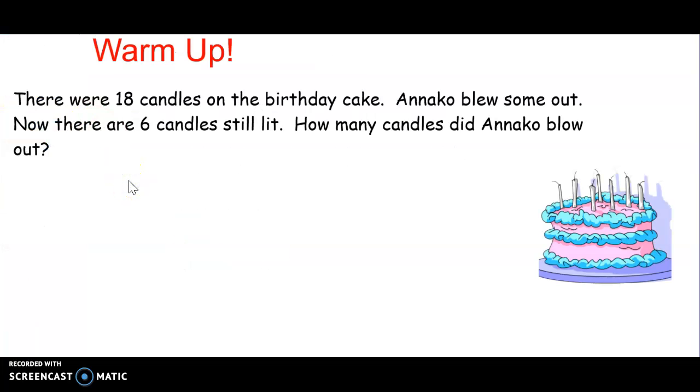Okay, once you have all your items together, here's a warm-up problem that you can practice on a scratch sheet of paper. There are 18 candles on the birthday cake. Aniko blew some out. Now there are 6 candles still lit. How many candles did Aniko blow out? Think about what's the total, what's the partner, what's missing, and how can we find that? Use a mountain or an equation or a drawing, any way that you can find the answer.